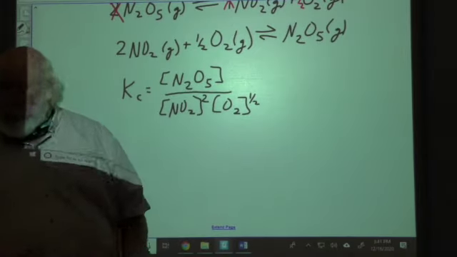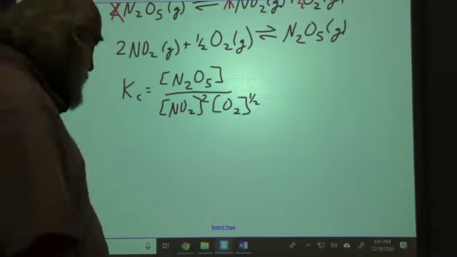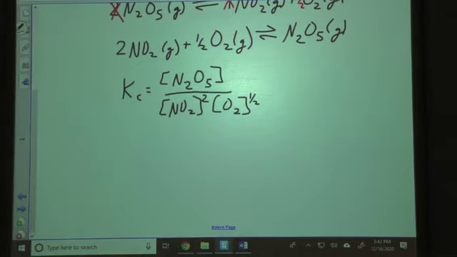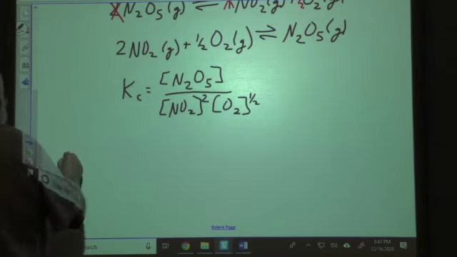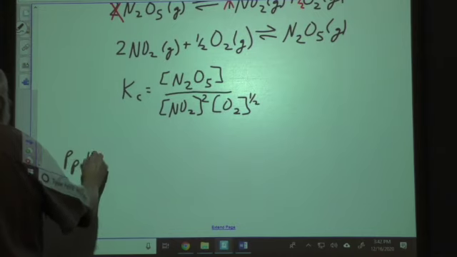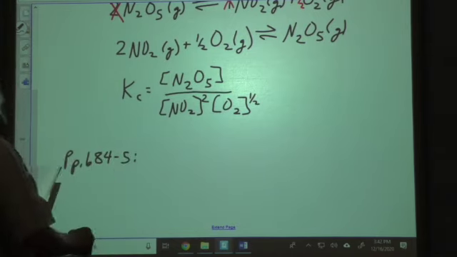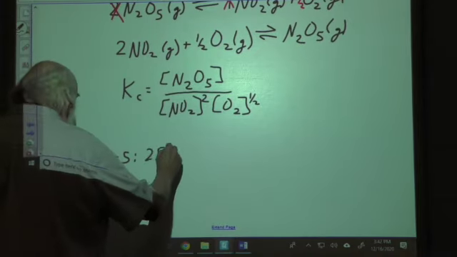Your practice problems. I forgot to write down, because I'm clever that way, is pages 684, 685, and we're going to do 28 through 32.